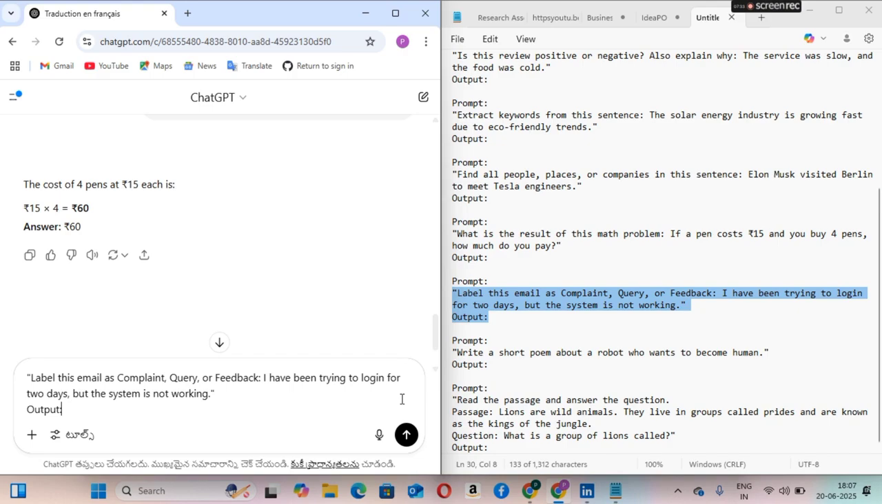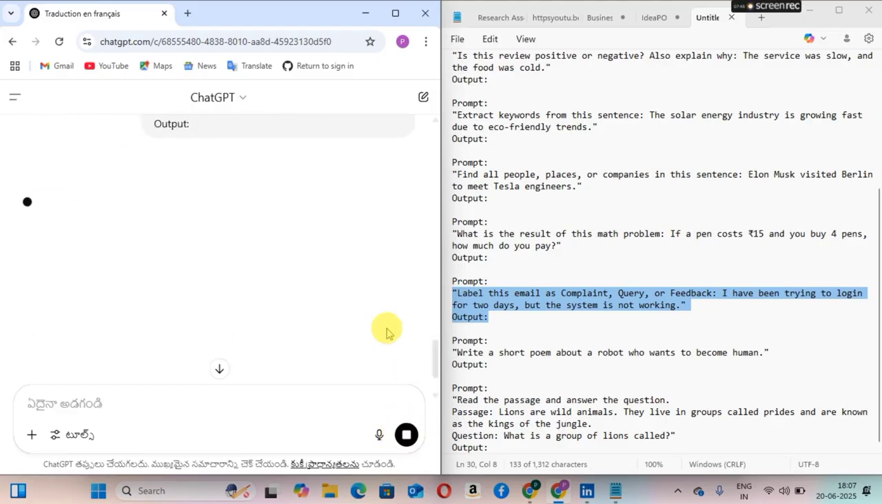So the model will decide if the email is a complaint, a query, or just feedback. So now let's consider the prompt. Label this email as a complaint, query, or feedback. I have been trying to log in for 2 days, but the system is not working. So when you hit enter, the output will be complaint.